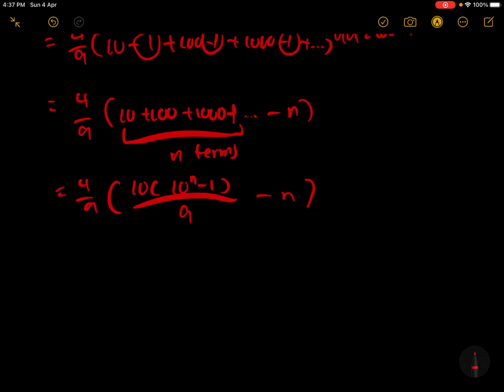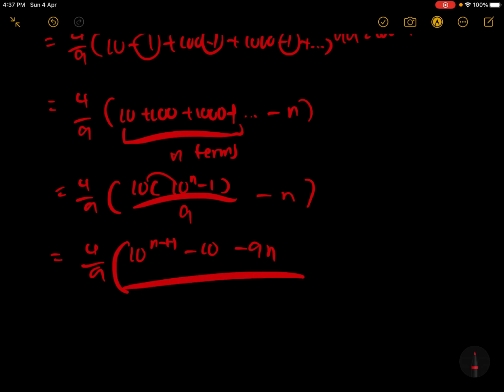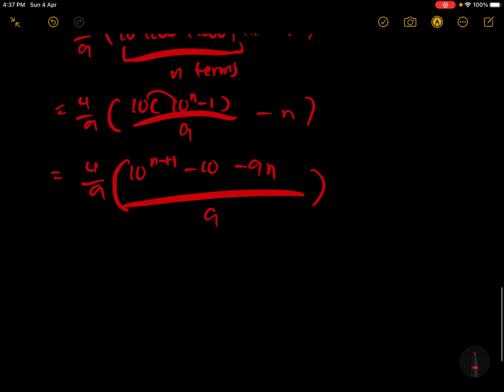Okay, and after that, now that I took that one out, before that 4 over 9, I'll multiply this one in because it's the same term. So 10 to the n plus 1 minus 10 minus 9n over 9. And then in the end, I'll multiply it. So 4 over 81, 10 to the n plus 1 minus 10 minus 9n. And that's your final answer.